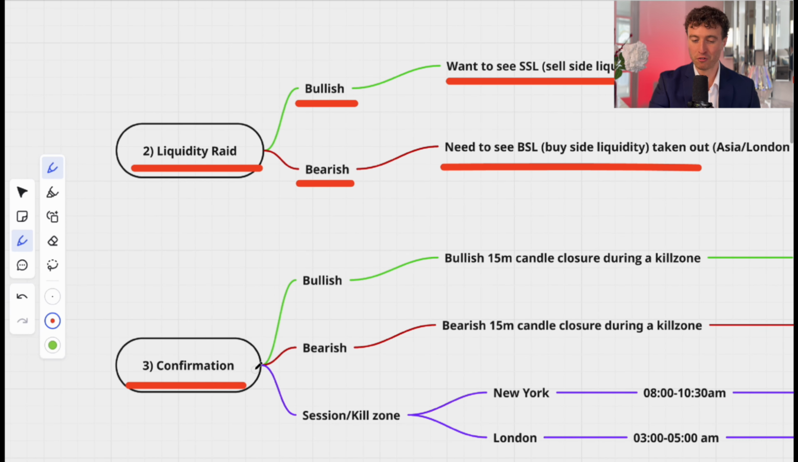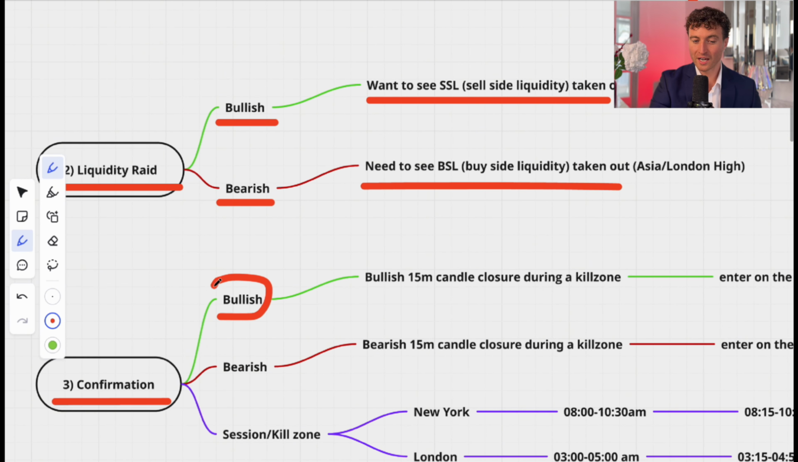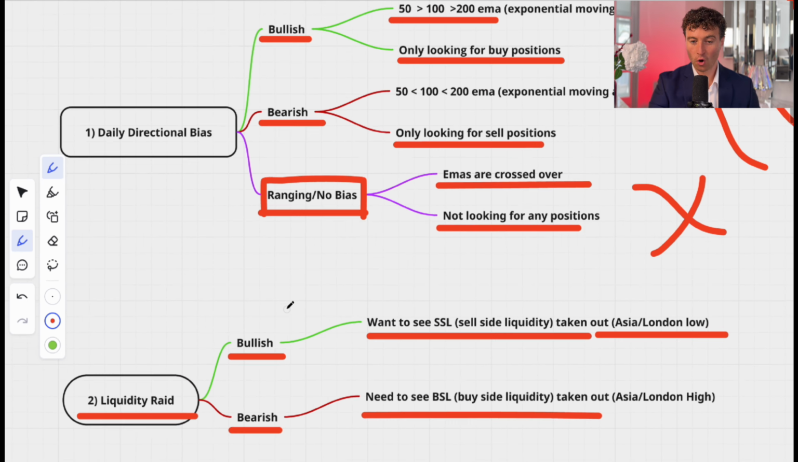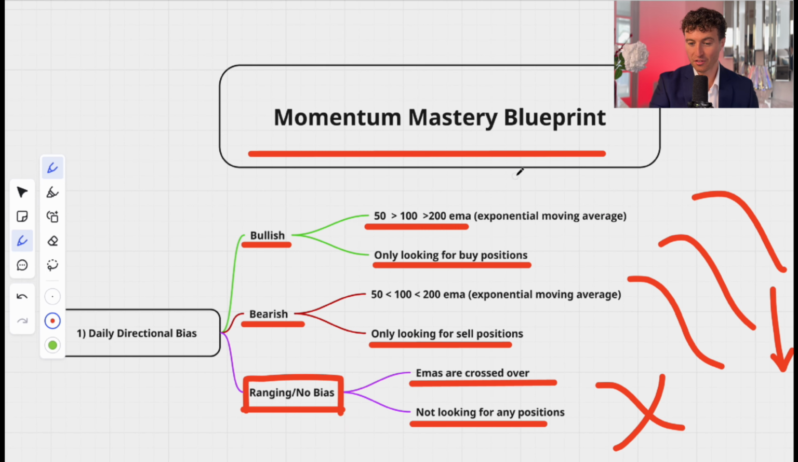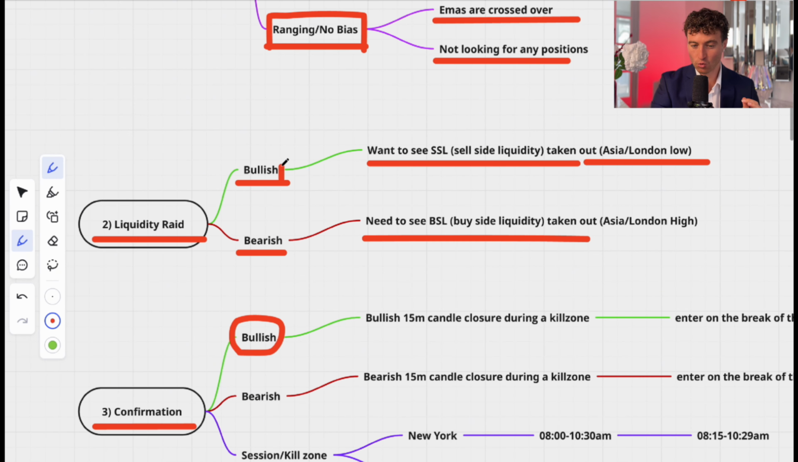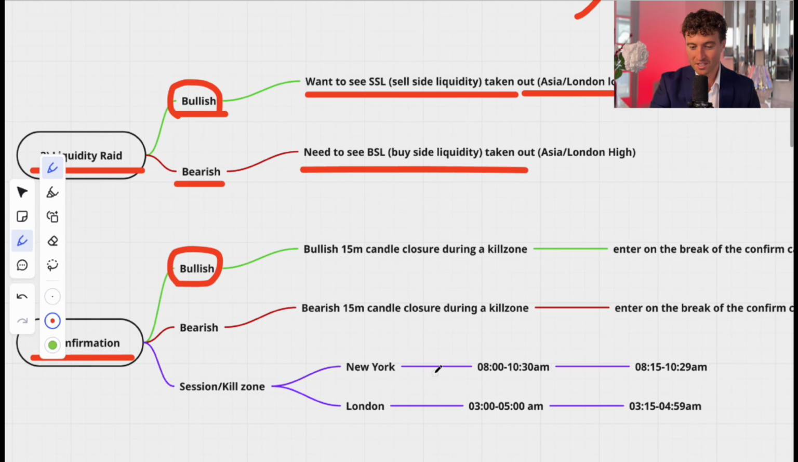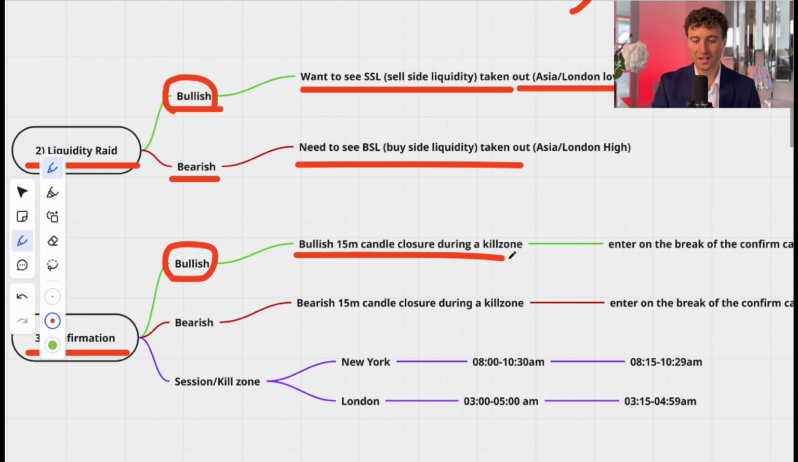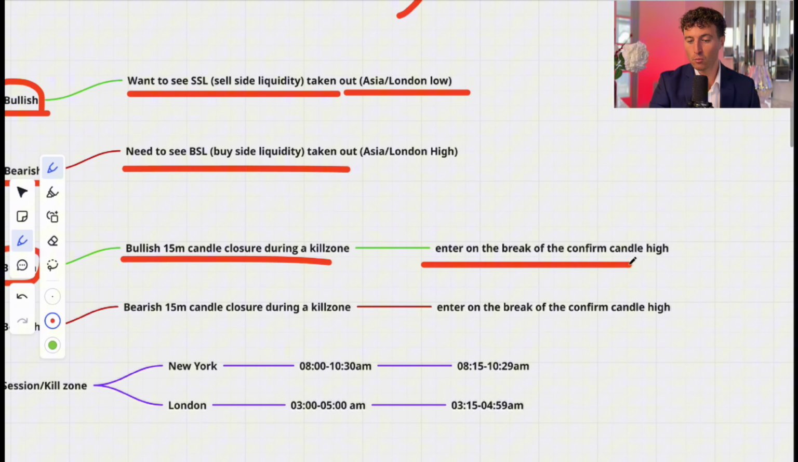Step 3, confirmation. Let's say that we're bullish in the market. So this is based on condition number 1. We've seen that the EMAs are in order. We've then seen a liquidity raid. So we've seen a raid of sell side liquidity. And now we need to wait for a bullish 15-minute candle closure during a kill zone. We then want to enter on the break of this 15-minute bullish candle high.